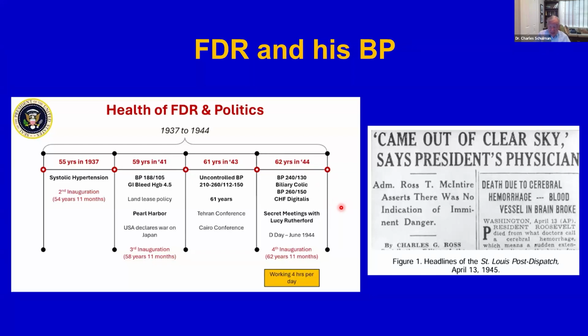Now, of course, at the time, there was no treatment for hypertension, and the treatment for heart failure was digitalis, which was successful to an extent. And then, of course, on April 13th, 1945, he suffered a cerebral hemorrhage, which the doctors at the time thought, quote, came out of a clear sky. There was no indication of imminent danger. Things have certainly changed since then. We have many more tools at our disposal in order to try to prevent this sort of thing.